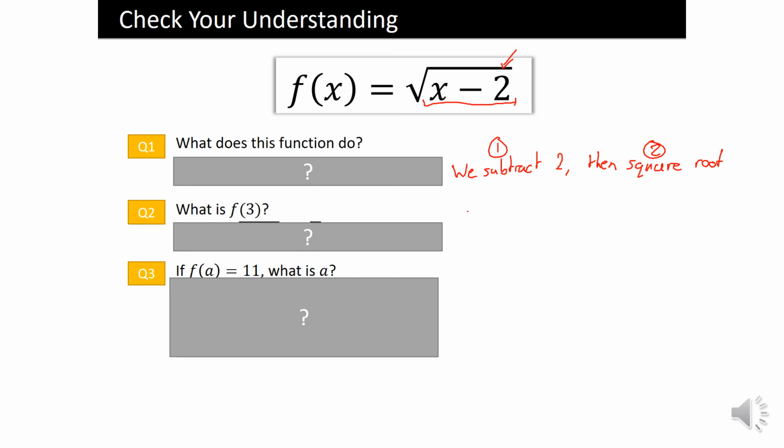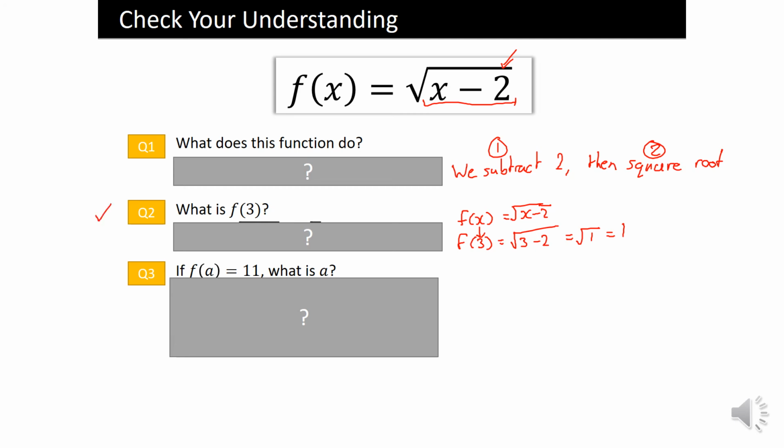So we know that f of x equals square root of x minus 2. When we've got f of 3, you can see that we've swapped the input from x to 3. So that means we're going to swap it on our output as well. So we've got 3 minus 2. So 3 minus 2 is just 1, so we've got square root of 1, which is just 1. So f of 3 is just 1.